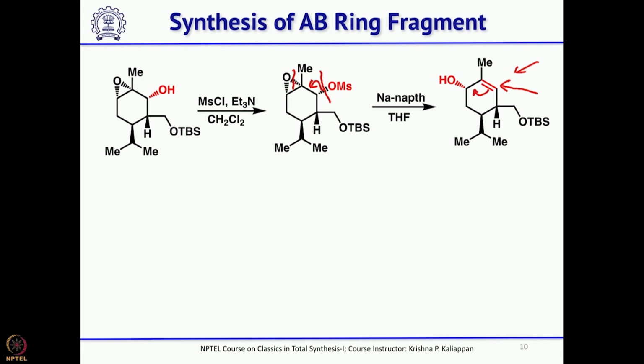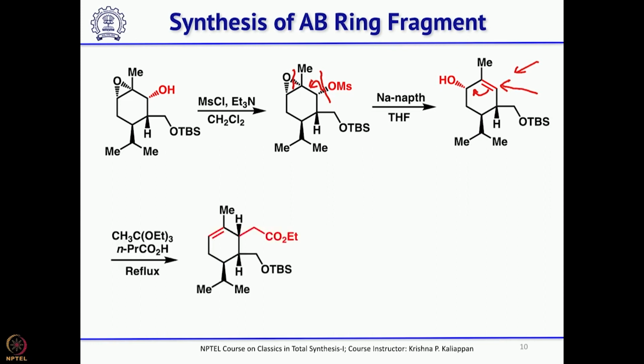Okay. This allylic alcohol, if you recall some of the rearrangements you have studied, if you attach appropriate substituents on the alcohol, then it can undergo a 3,3 sigmatropic rearrangement, that is Claisen rearrangement. That way the double bond will migrate, and in the process you can also introduce a functional group. Okay. So with that idea, the Claisen rearrangement was done.